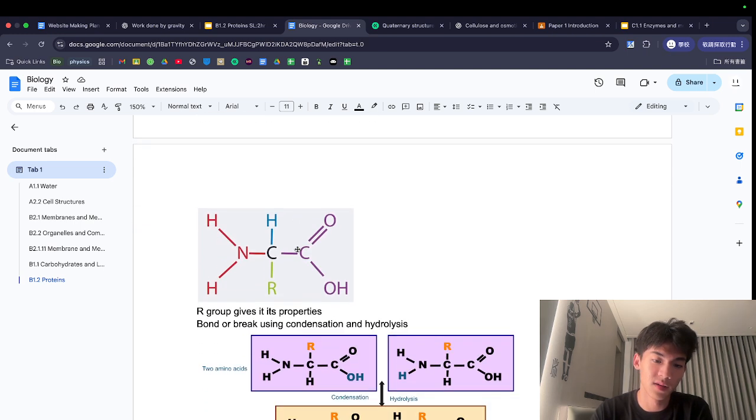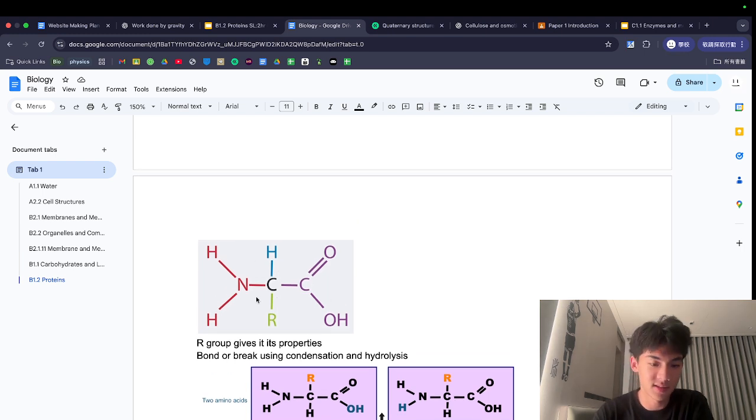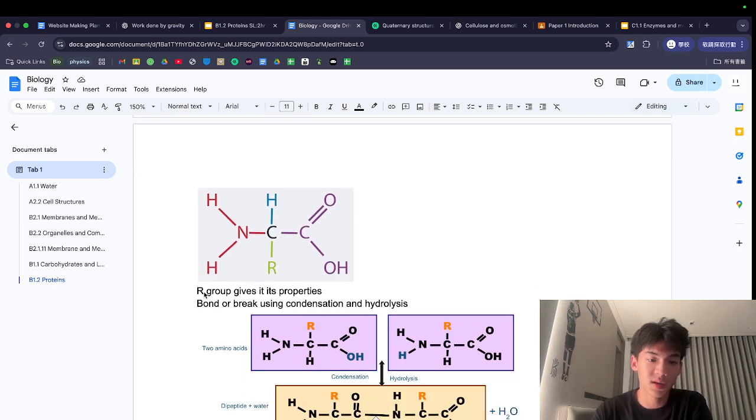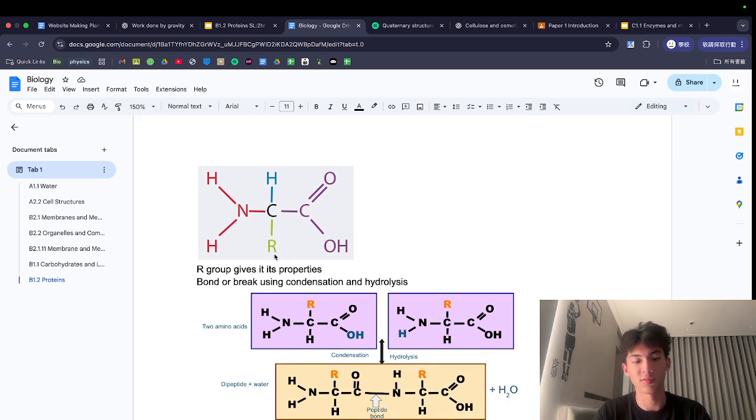So first, this is the basic chemical structure of amino acids. We need to memorize this. The R group is what gives each amino acid its properties. It is what makes them different. So every R group is different.